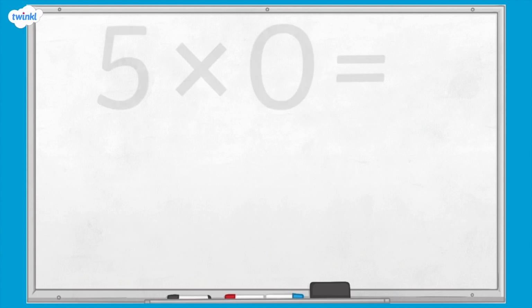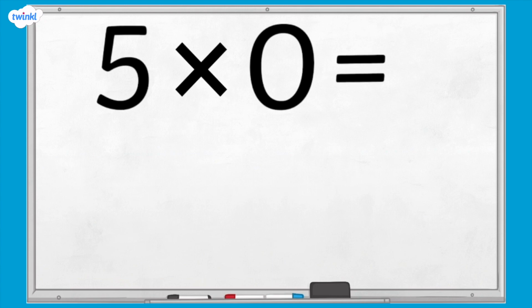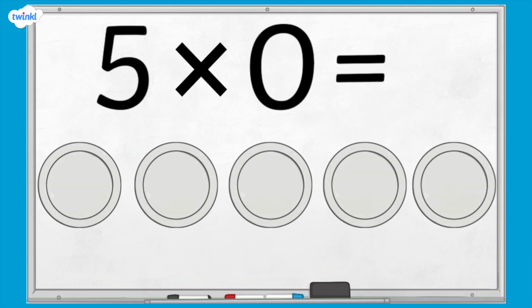Here I have the calculation 5 times 0. To work out this multiplication, I'm going to begin by drawing groups. As you can see, I have drawn my groups and I have 5 groups of 0. How many have I got altogether? That's right, 5 times 0 equals 0.